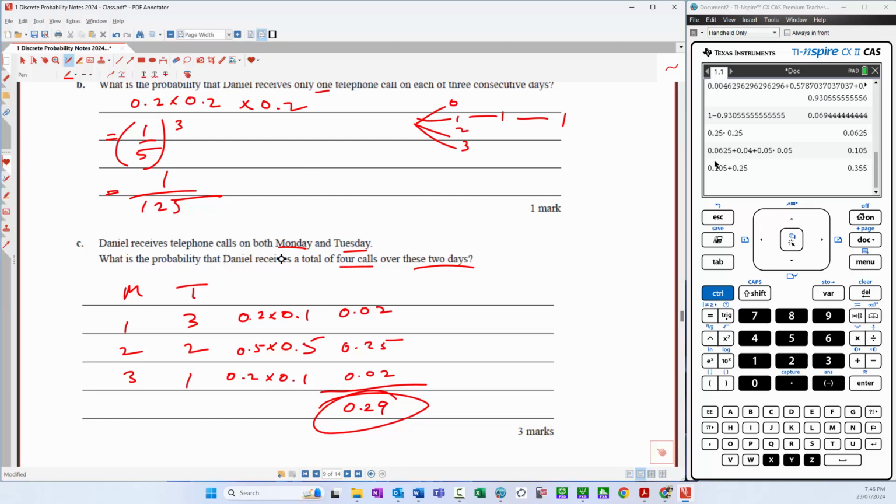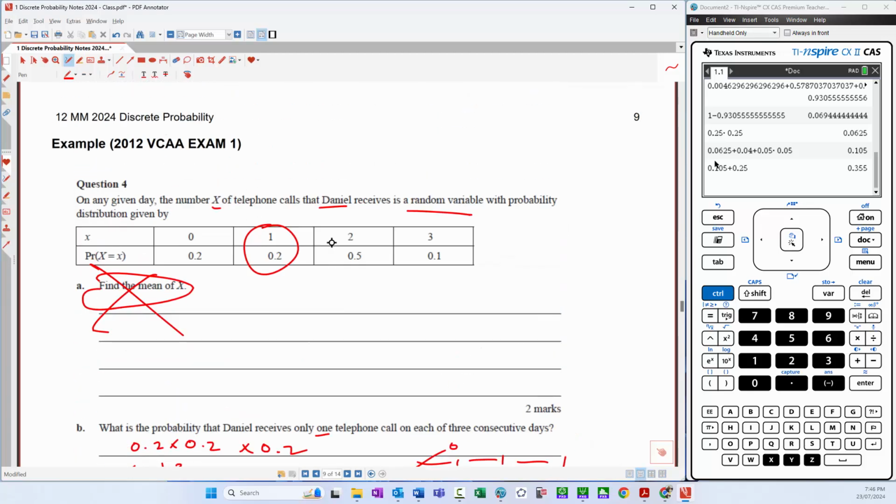Okay, so what is the probability that Daniel receives a total of 4 calls over these 2 days? And you'd think that this would be the right answer, and it won't be. The reason for that is we're told that Daniel receives telephone calls on both Monday and Tuesday. So if I asked you what is the probability that the random variable equals 0, given this information, you would say there's no chance of it happening, because we know that he received phone calls. That's the really important piece of information here.